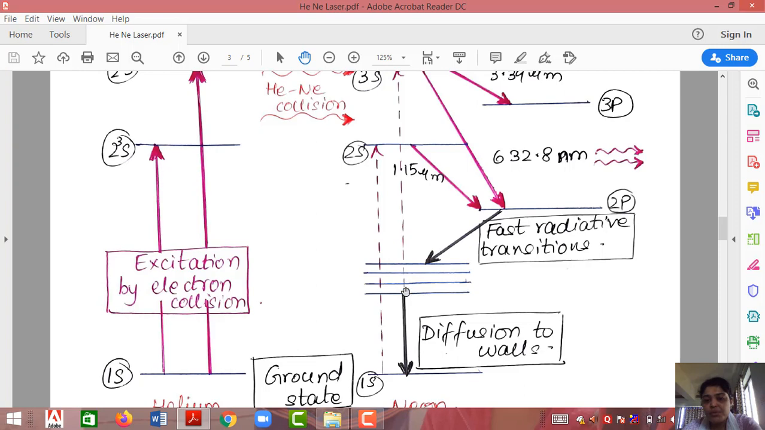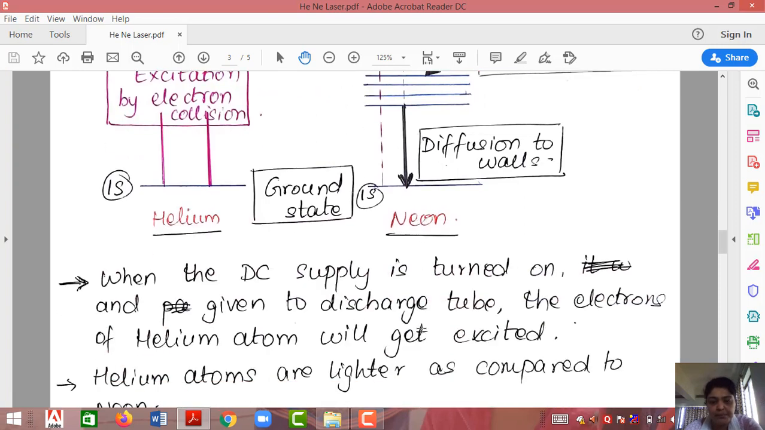Then they come to a lower laser level wherein there is some energy. Now again, this is a fast radiative transition but will not give us sufficient light. And then finally from the lower laser level, they come back to the diffusion. So you can say that continuously 2p level will be having less population as compared to 3p. So continuously there will be a population inversion between 3p and 2p which will yield laser beam.